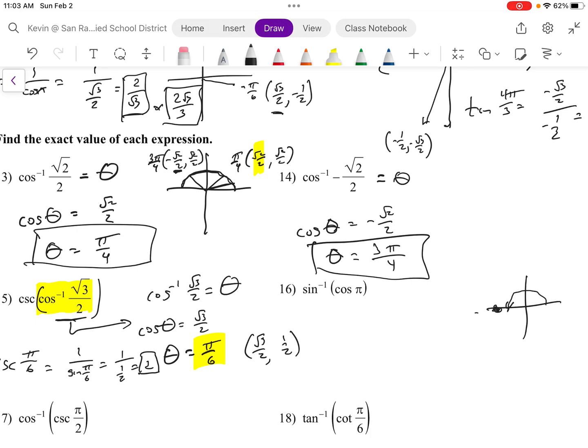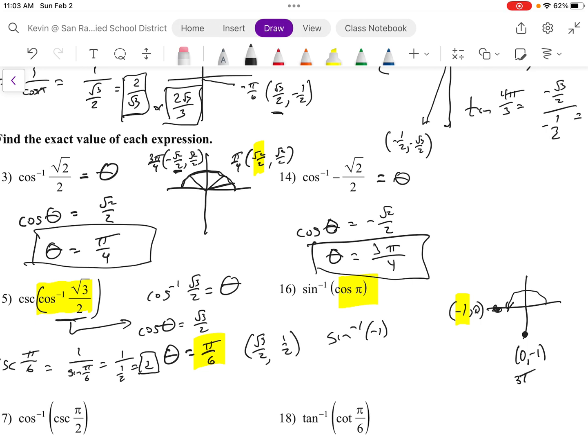Okay, cosine of pi. Here's pi, right? And this is negative 1, 0. So cosine of pi is negative 1. And then we say, okay, so arc sine of negative 1. Well, down here, right, here we have 0, negative 1. So this is the angle.